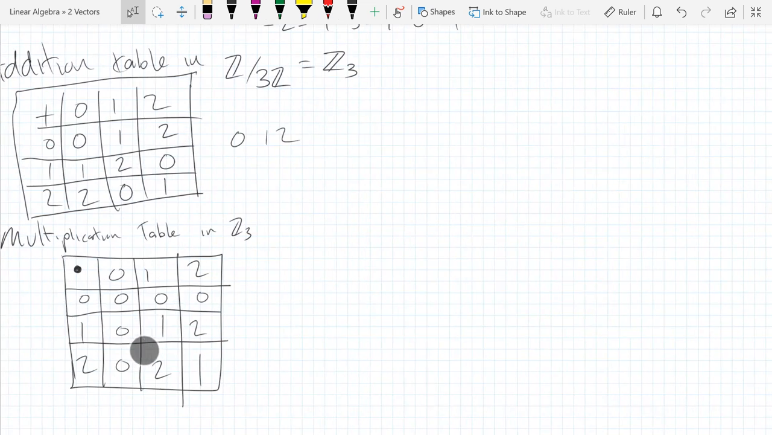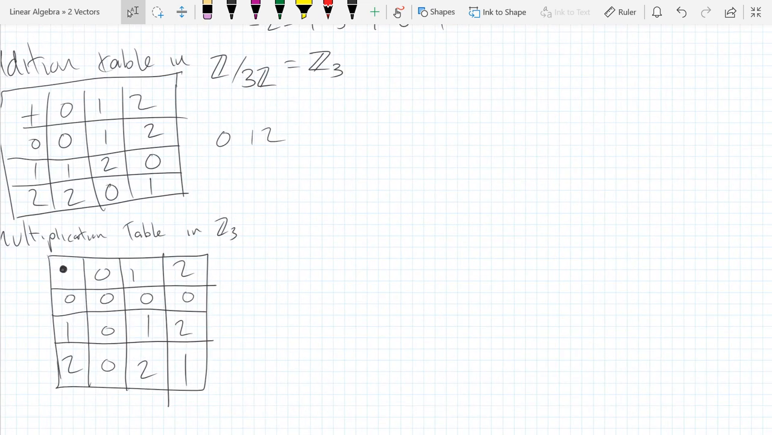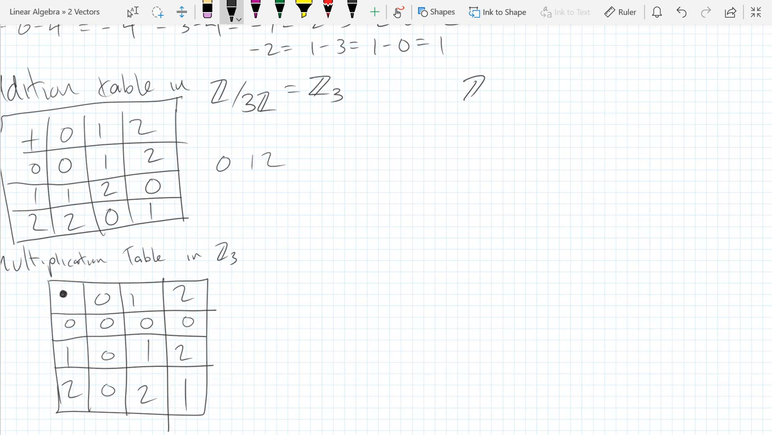All right, let's go to ℤ6. So I can write every number in ℤ6 out: 0, 1, 2, 3, 4, 5. So we're going to do an addition table for ℤ6 first.